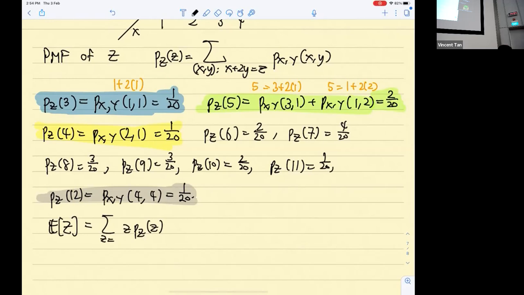Okay, so Z will run from 3 all the way to 12. And after you're set and done, you get 7.55, okay? Right, so that's one way. You can figure out the probability mass function of Z, and then you apply the standard formula. All right. So David Woodside, correct.